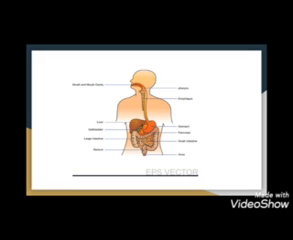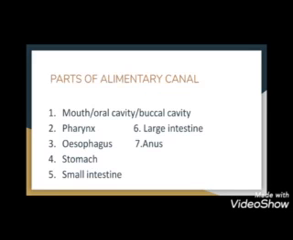The mouth, the uppermost part, is called the mouth, the oral cavity, or the buccal cavity. It is a transverse slit that is present below the nose and above the chin. Then followed by the pharynx. The pharynx is a funnel shaped common passage of the digestive and respiratory tract. The masticated food enters the pharynx in the form of bolus.